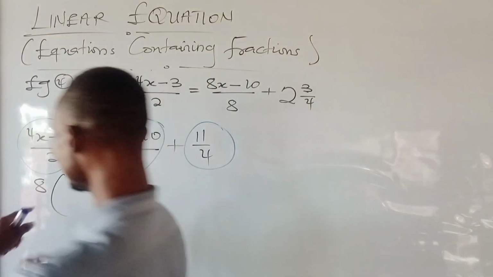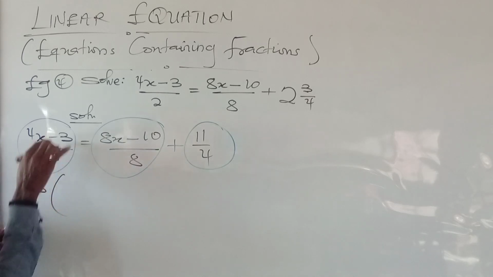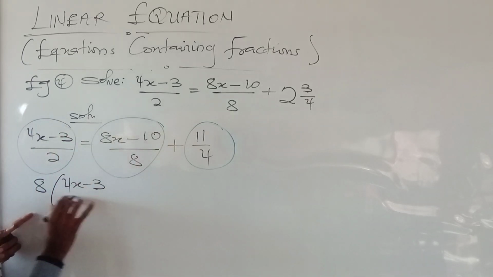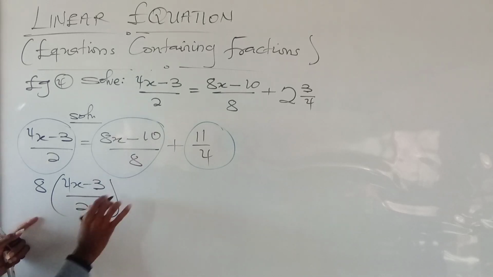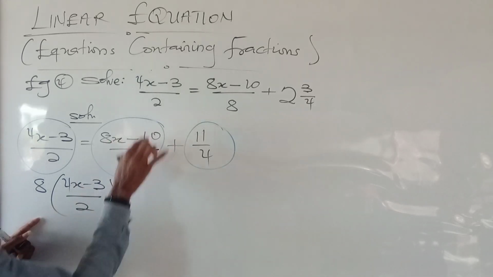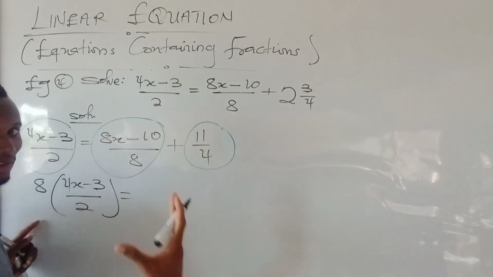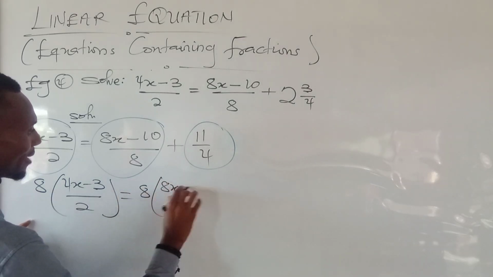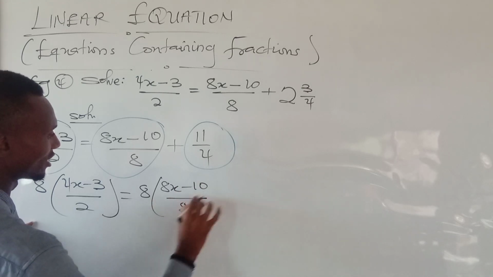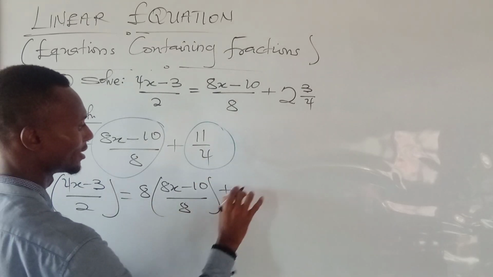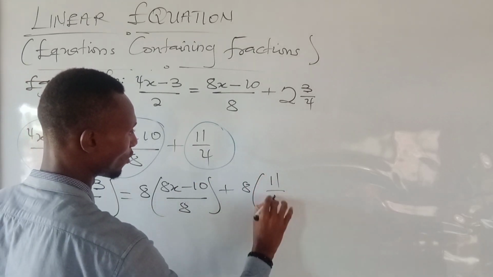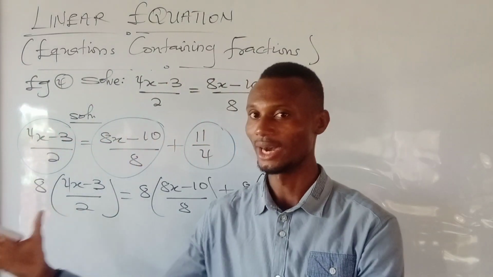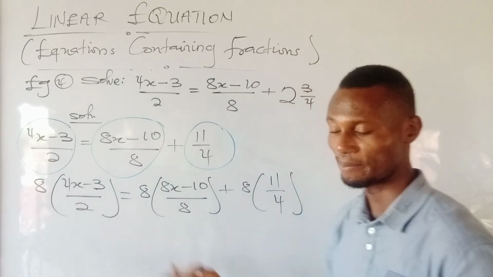So 8 into brackets, multiplying the first term, I have 4s minus 3 all over 2. We close our bracket, equals 8 will multiply this one as well. Don't forget, you are multiplying through by the LCM. So 8 times 8s minus 10 all over 8, we close our brackets, then plus 8 times 11 over 4. So you can see that we've multiplied through by the LCM. We've multiplied each term by the LCM.